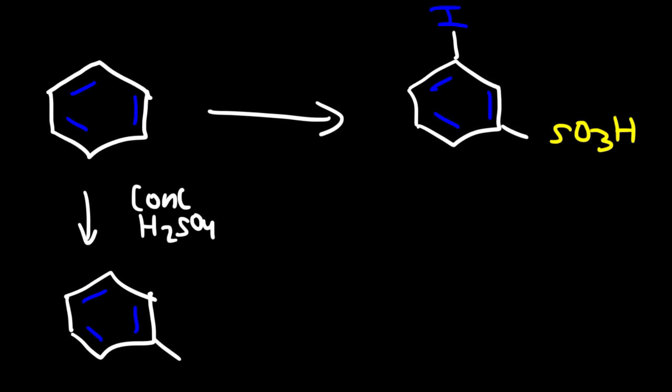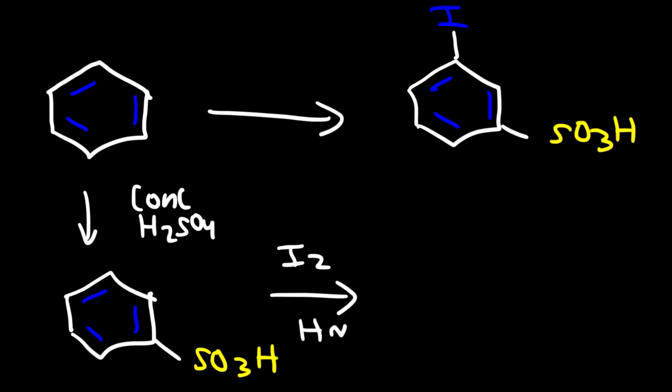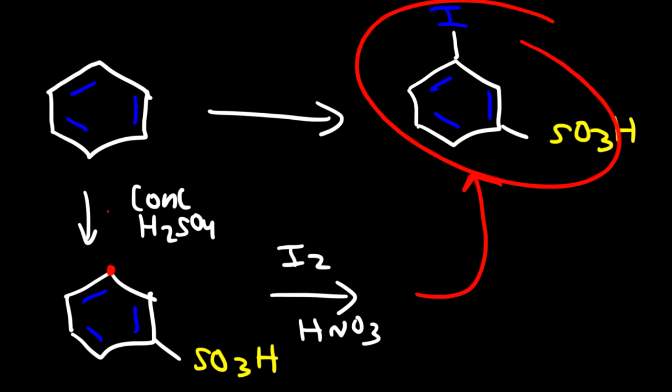And then the sulfonic acid group is a strong deactivating group, and it's also a meta director. So once we react this with I2 and nitric acid, the iodine atom is going to go here, which is going to give us this product. And so that's how we can make it. In the first step, we need to use concentrated sulfuric acid with heat, and then in the second step, iodination.